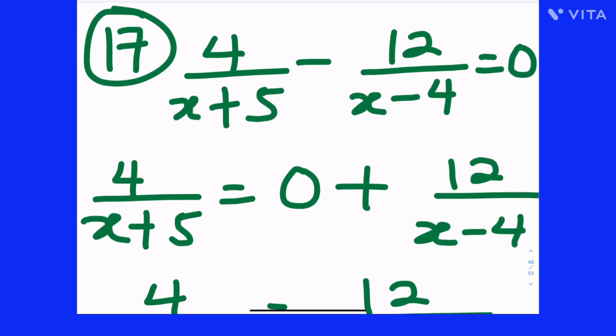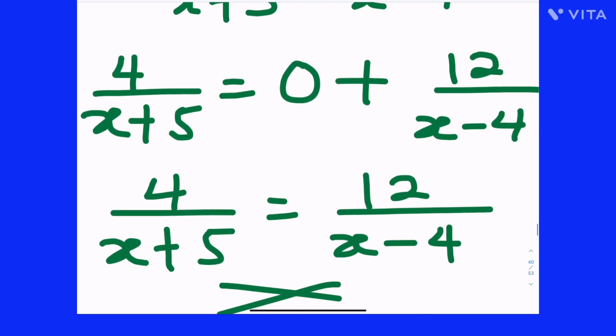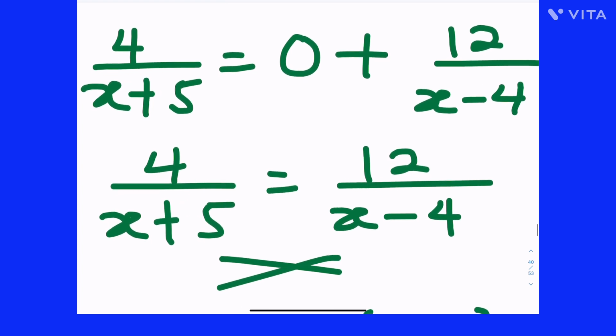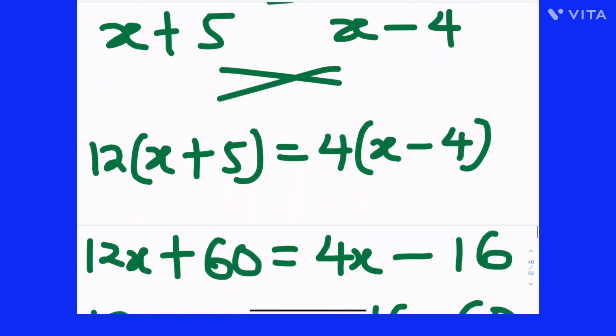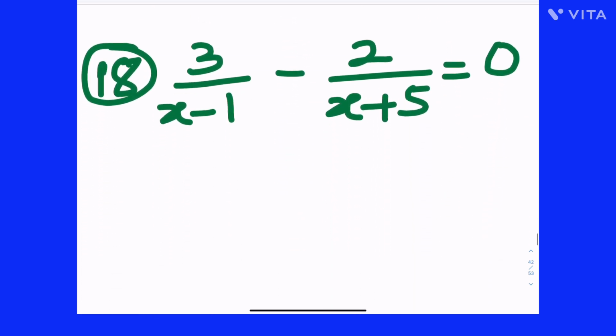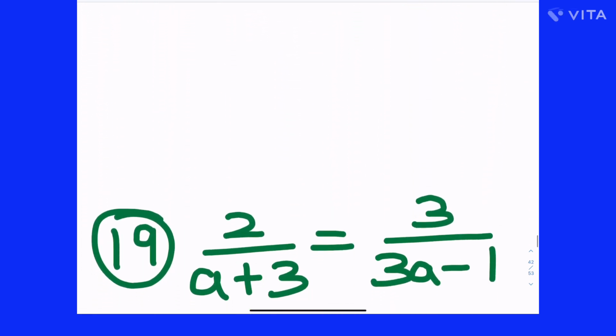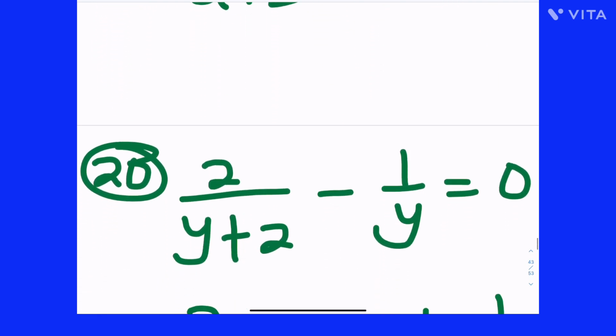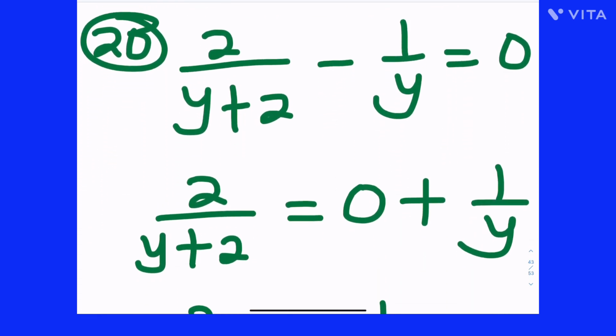So it's the same thing here. Take this term, minus 12 over x minus 4, take it to the right. It becomes what? Plus 12 over x minus 4. So that gives you 4 over x plus 5 is equal to 12 over x minus 4. You cross multiply, collect like terms, and simplify to get your answer. You have to do number 18 and 19 yourself. Number 20 is straightforward.